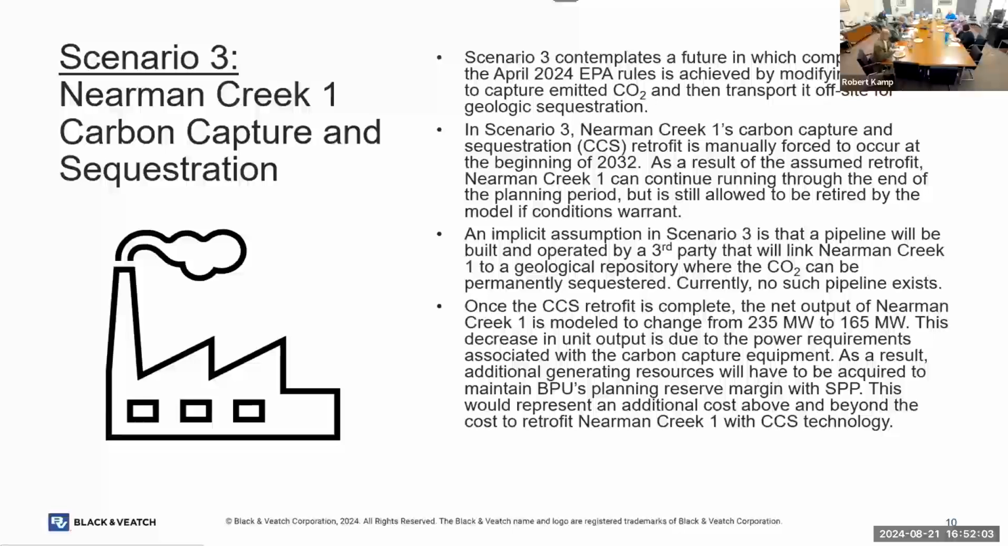Again, as Ingrid said, there is an implicit assumption in this scenario that a pipeline will be built and operated by a third party to allow that carbon to be carried offsite. There is no such pipeline in this region today. And pipelines can be expensive to build.